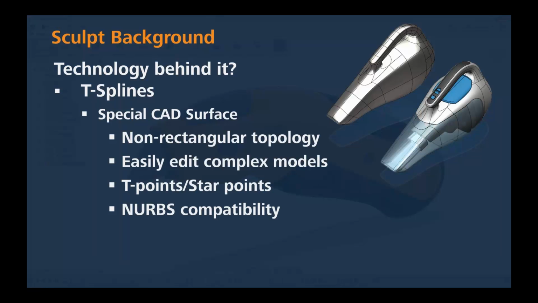Some of these special CAD surfaces are non-rectangular topology. You can easily edit extremely complex models. In many cases, you can create extremely complex models that would be very, very difficult to create using traditional modeling techniques. It incorporates technology such as T-points and star points. And the great thing is it's NURBS compatible, which means that you can integrate it back in with the rest of the workflow, coming back then to patch and more of your generic modeling techniques.